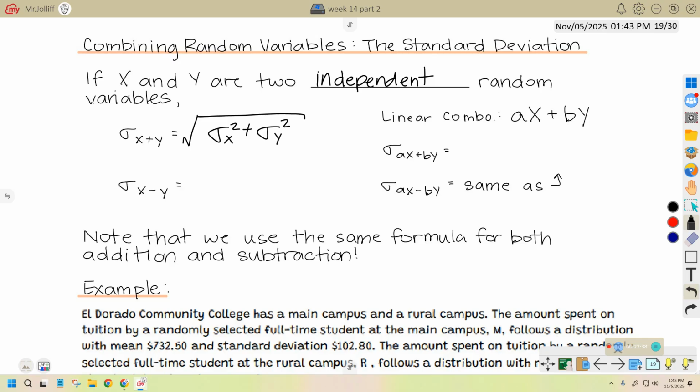And here comes the weird part. Even if I'm subtracting x minus y, this is still a sum of the squares. Standard deviation doesn't get smaller. It should never be less than 0. I squish those distributions together. Their standard deviations are going to combine to make it more spread out. It's not going to get less spread out.